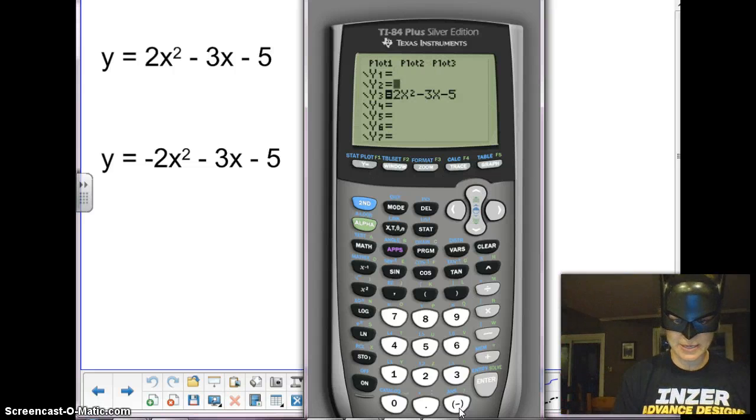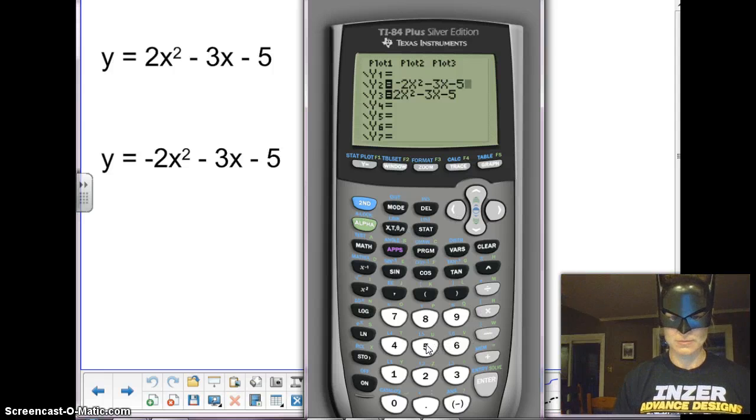But if I put this second equation in, it doesn't really matter where we put it in. This one has a negative in front, -2x squared. So it's the same equation, but with a negative in front of it. What do you suppose might happen? Any guesses, Brody? I put the equation in, one with a positive 2x squared and one with a negative 2x squared. What do you think the negative is going to do to that picture?